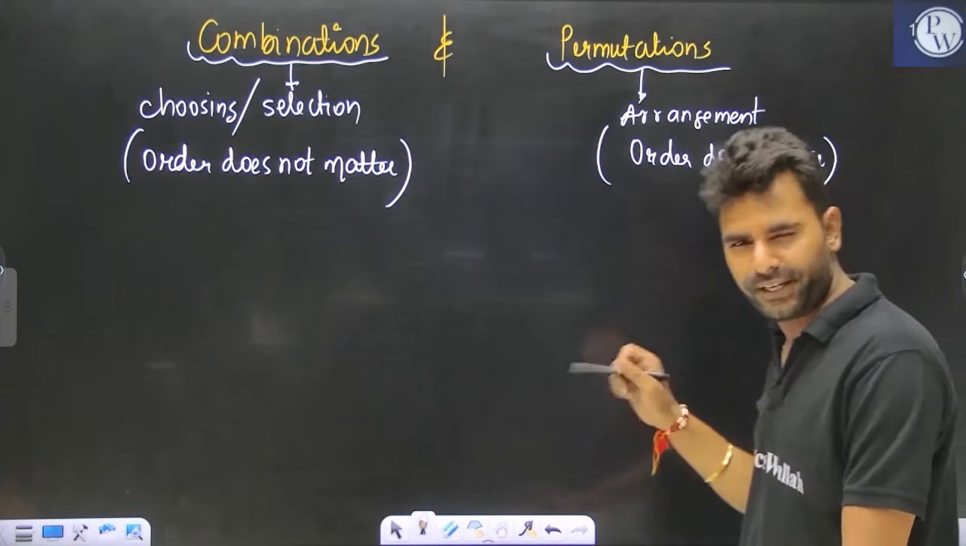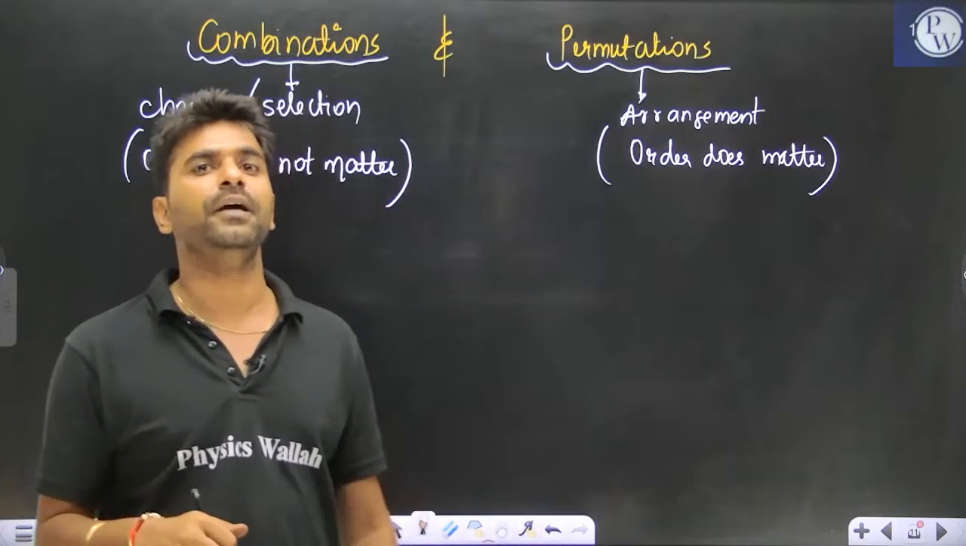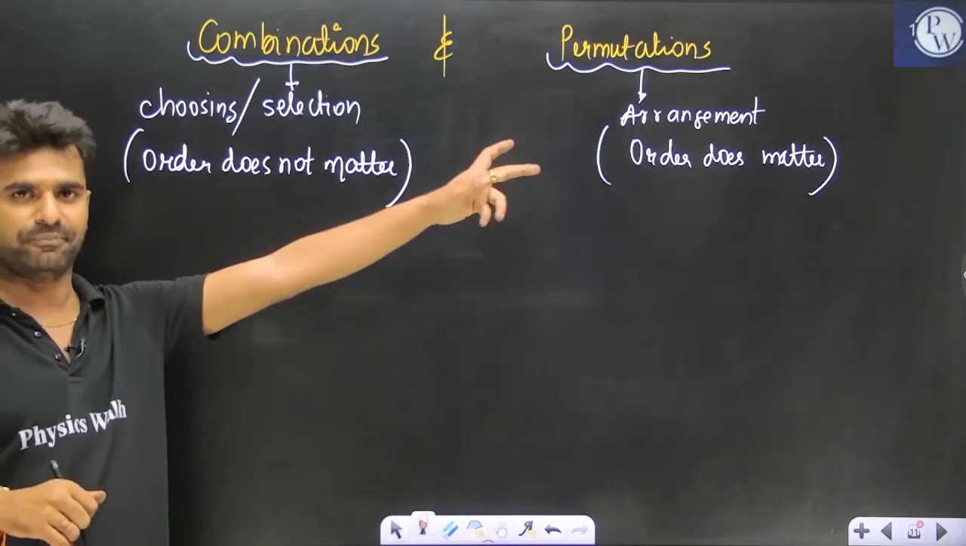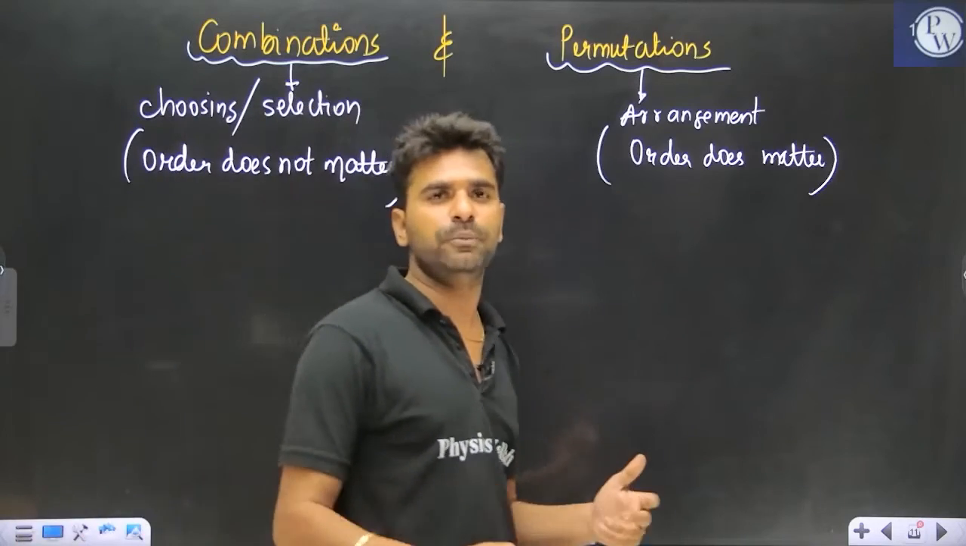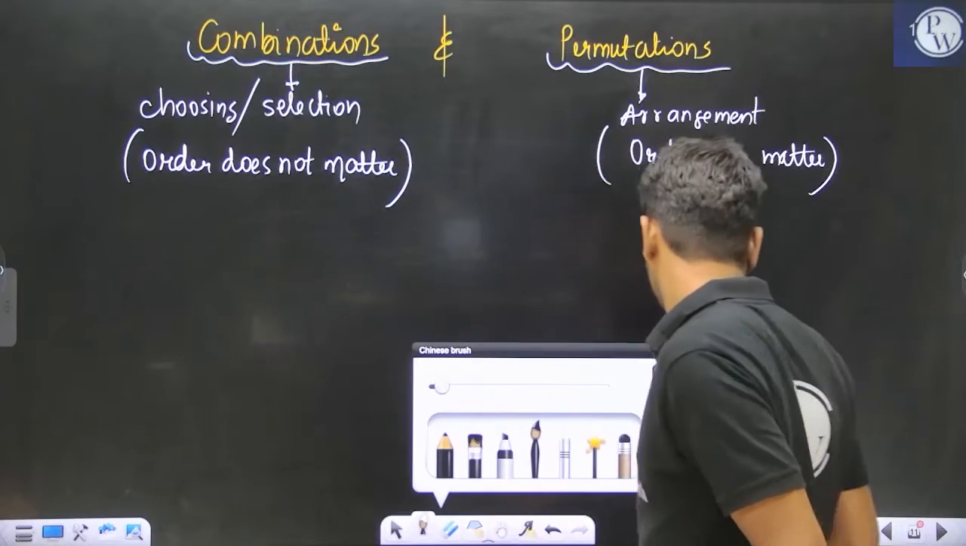Arranging itself is a sequence which needs to be followed. That means an order has to be maintained. Arrangement itself means an order or sequence has to be maintained, whereas in choosing and selection, order does not matter.